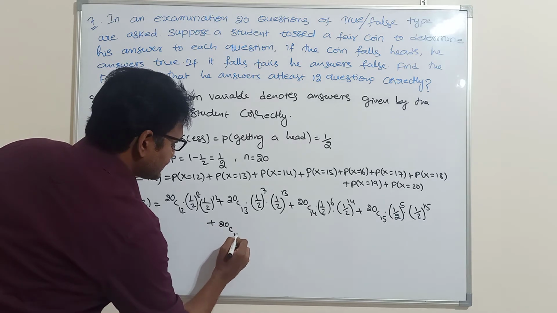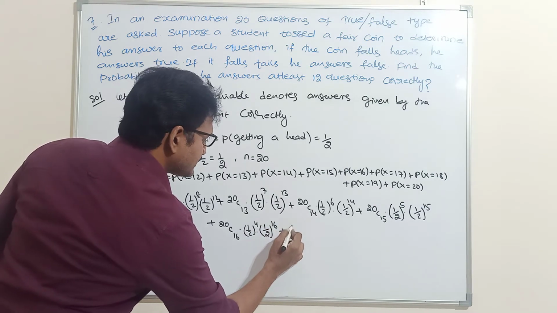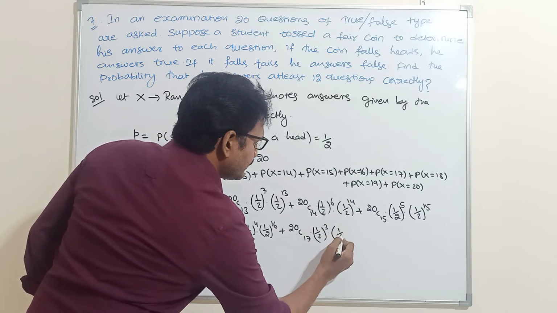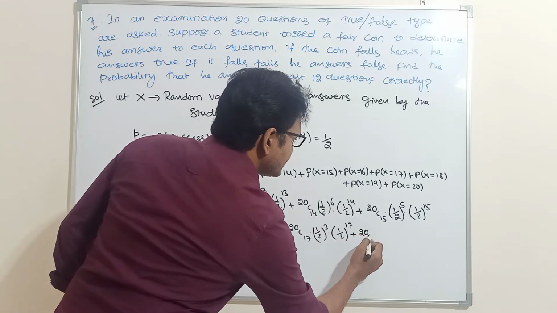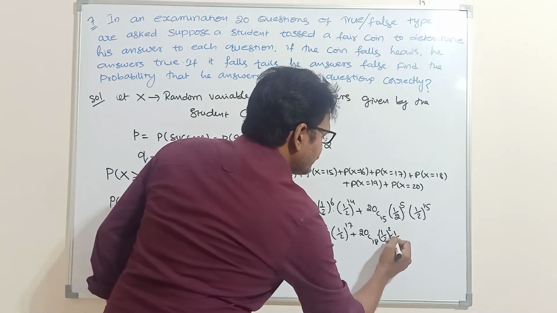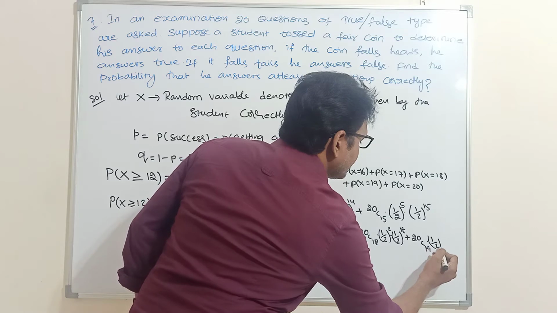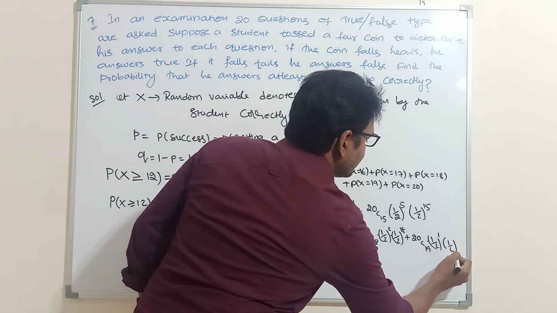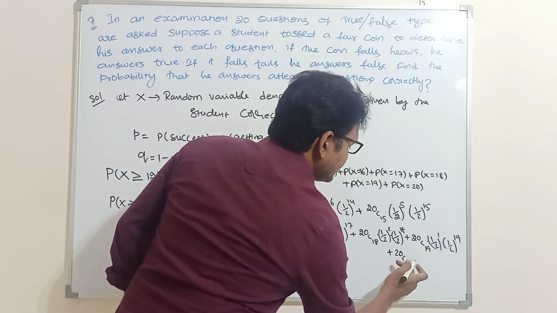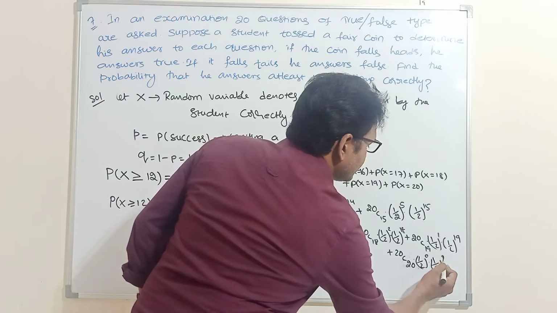20C16 (1/2)^4 (1/2)^16 + 20C17 (1/2)^3 (1/2)^17 + 20C18 (1/2)^2 (1/2)^18 + 20C19 (1/2)^1 (1/2)^19 + 20C20 (1/2)^0 (1/2)^20.